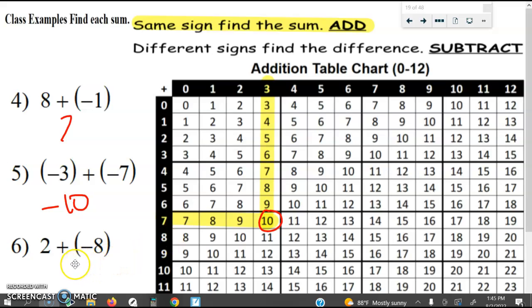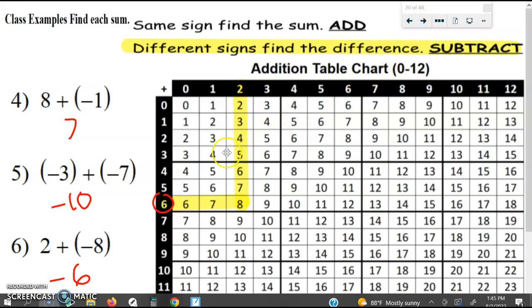Okay, on number 6, different signs, find the difference. We're going to have negative 8 plus 2. Take 2, go all the way down to 8, and we see it's 6. And since the 8 is bigger, we go with negative.